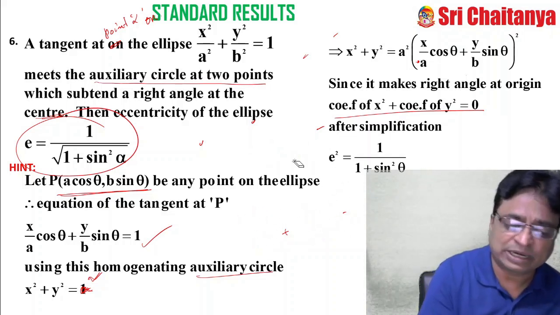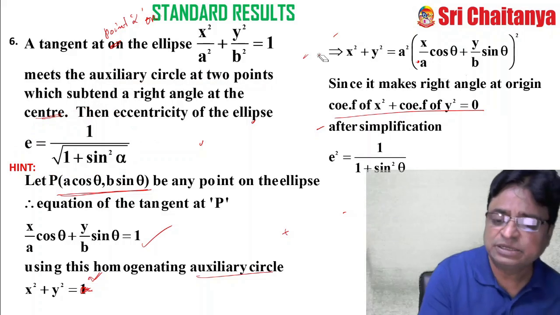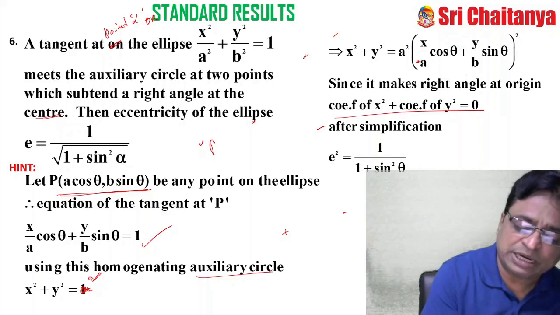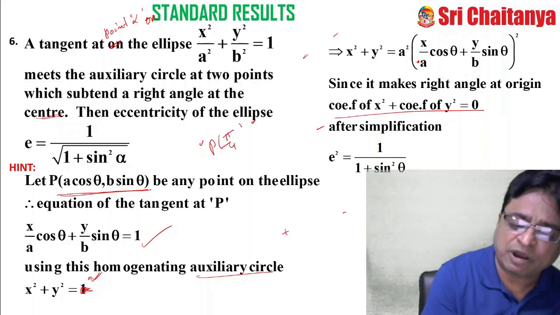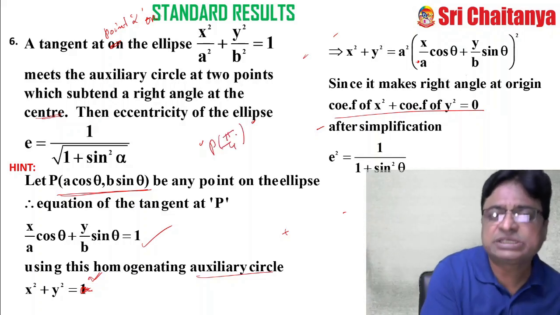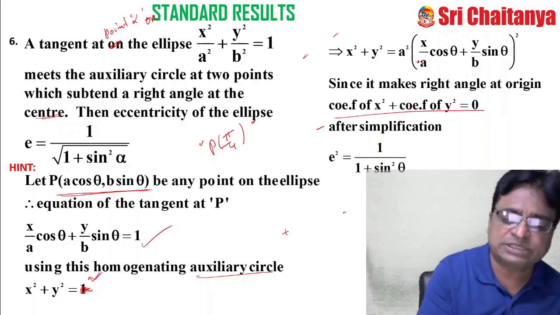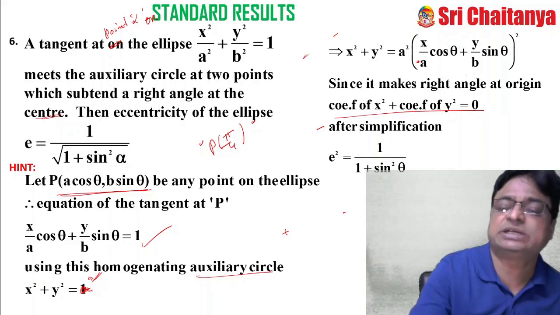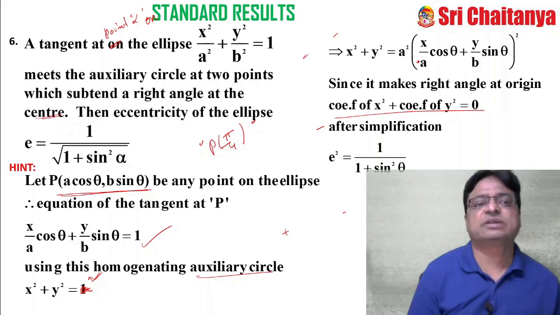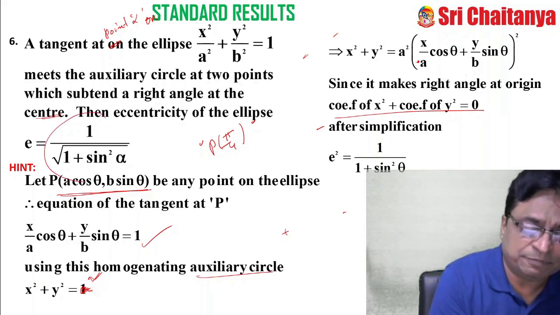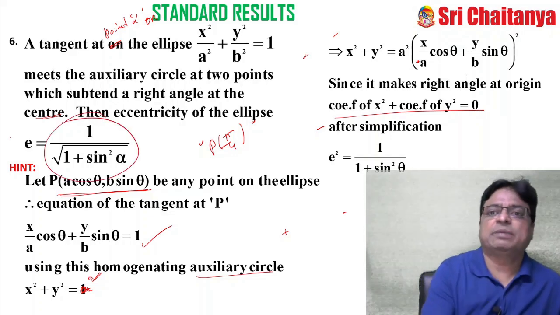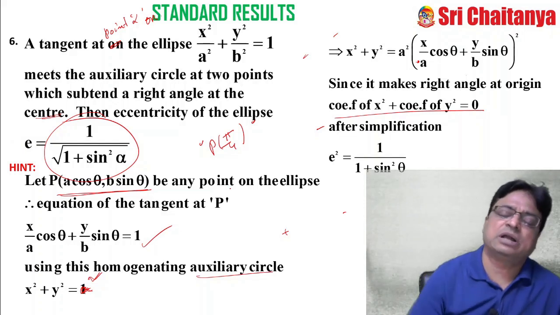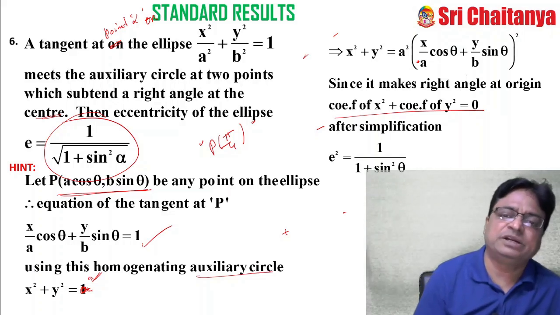So once again, what kind of questions may we expect? Suppose the tangent at any point P of pi by 4 on the ellipse meets the auxiliary circle at 2 points which subtend a right angle at the center of the ellipse, then the eccentricity of the ellipse is dash. If they ask the question like this, and you have practiced this formula, then the problem is nothing for you. Otherwise, you have to do all this stuff on paper, and it is a waste of time also.